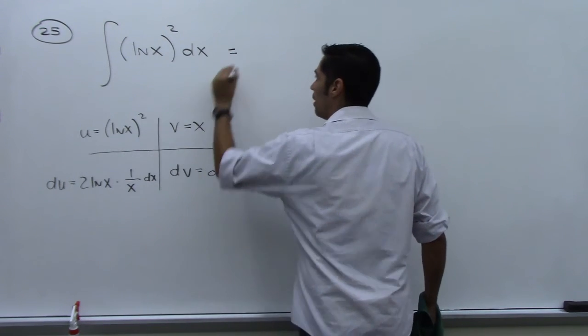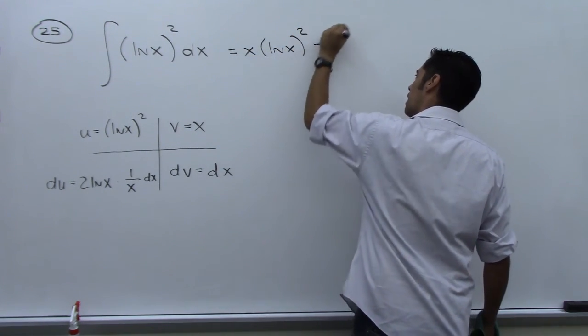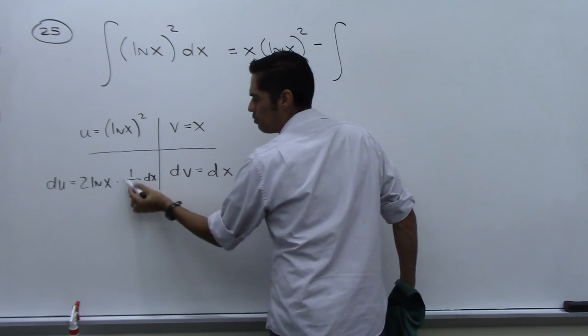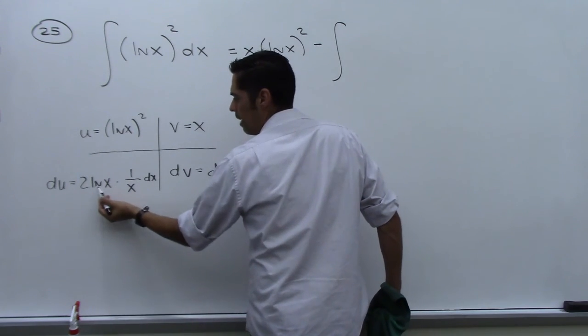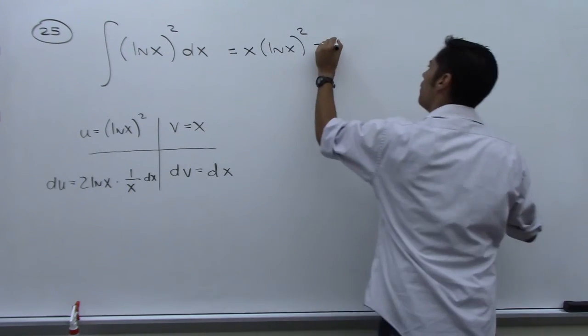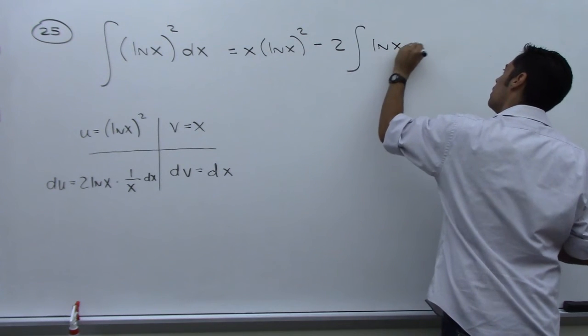We've got uv, x natural log x squared, minus integral this times this. So notice that this x and this 1 over x are going to cancel each other out. And all we're going to be left with is 2 natural log x dx. I'm going to pull the 2 out. 2 integral natural log x dx.